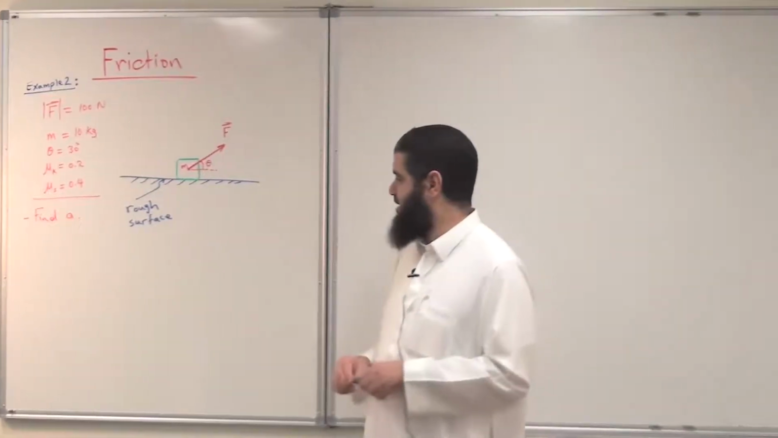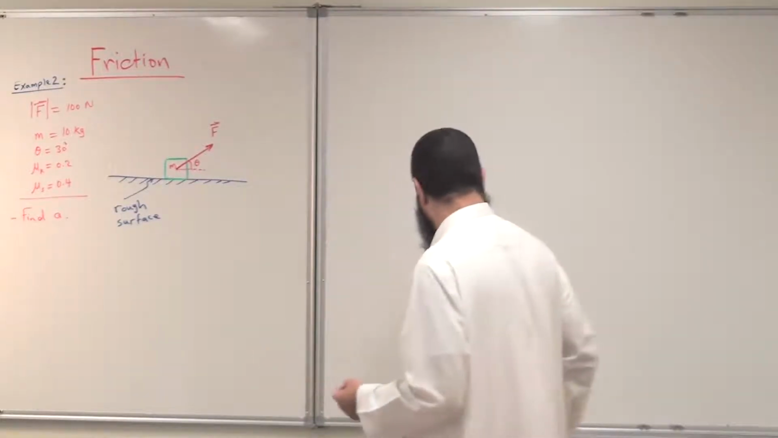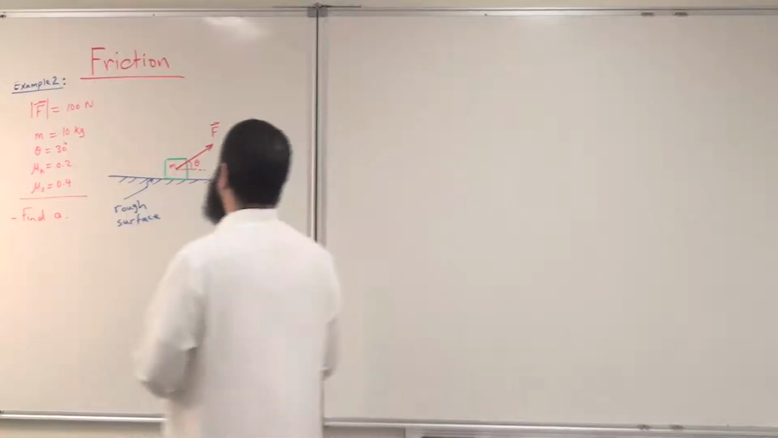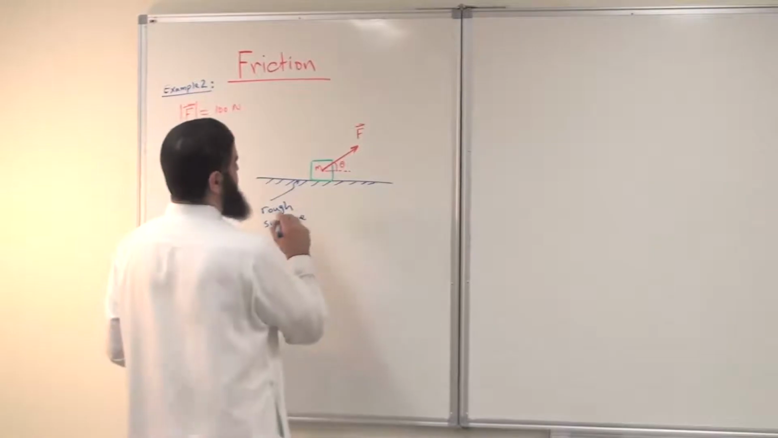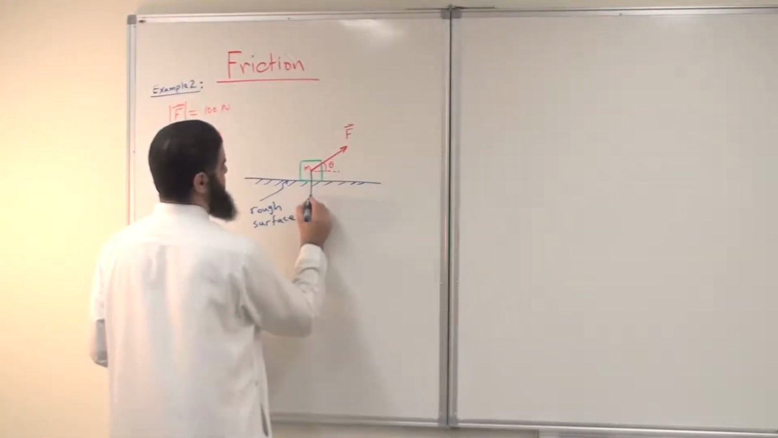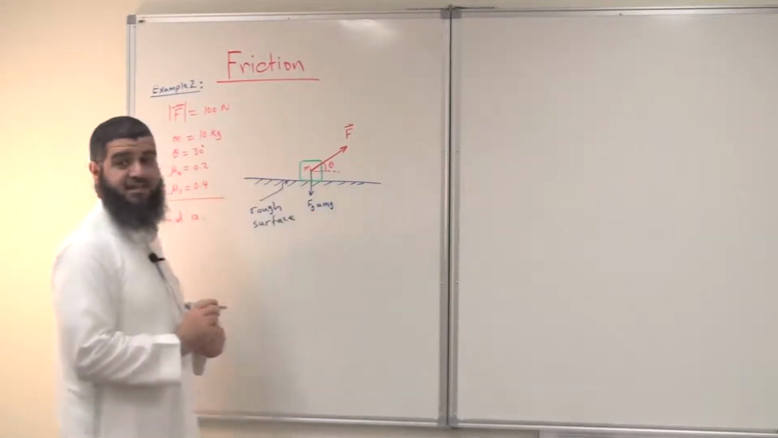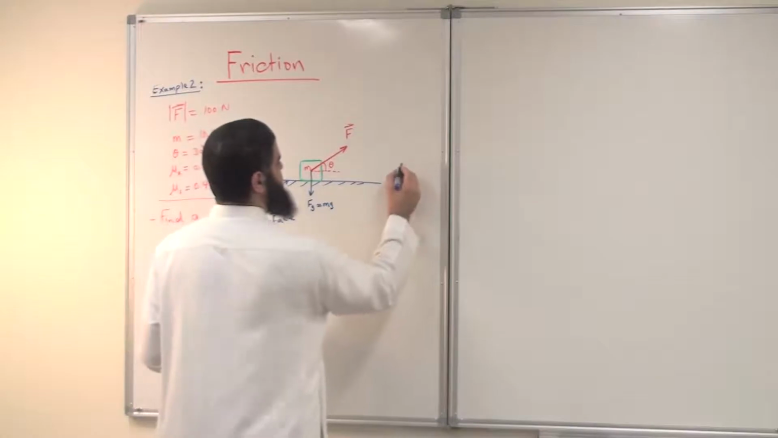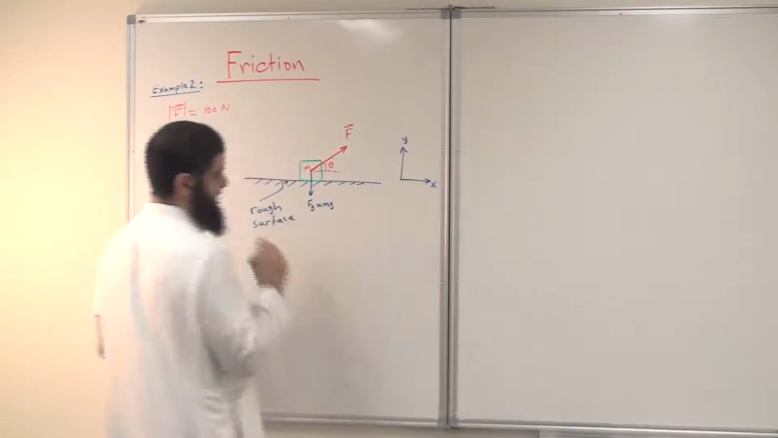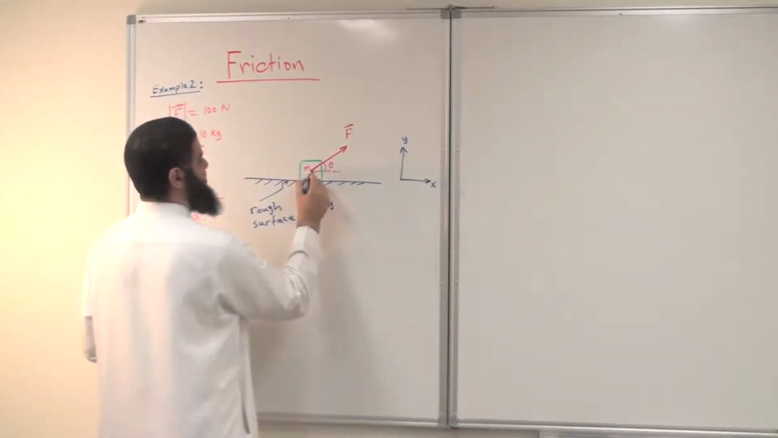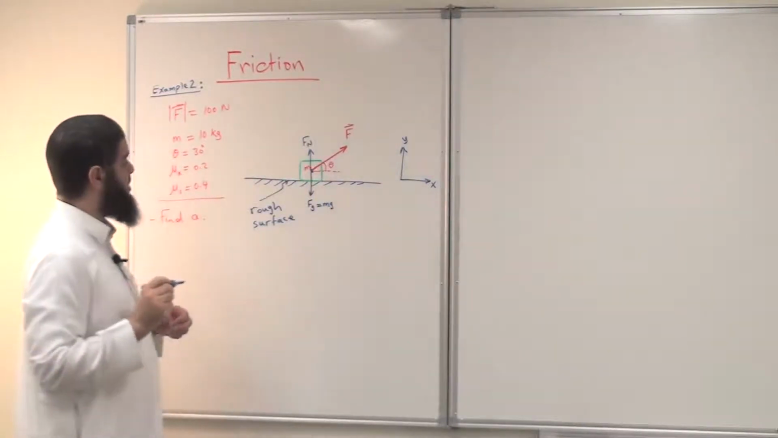I am sure now you are familiar with the first step. First step to do is to draw the free body diagram. Free body diagram means what are all the forces acting on our object. We have the gravitational force. This is Fg equals mg. It is along the negative y direction. If we choose this to be my positive y, this direction will be my positive x. And I have the normal force, which is along the positive y.